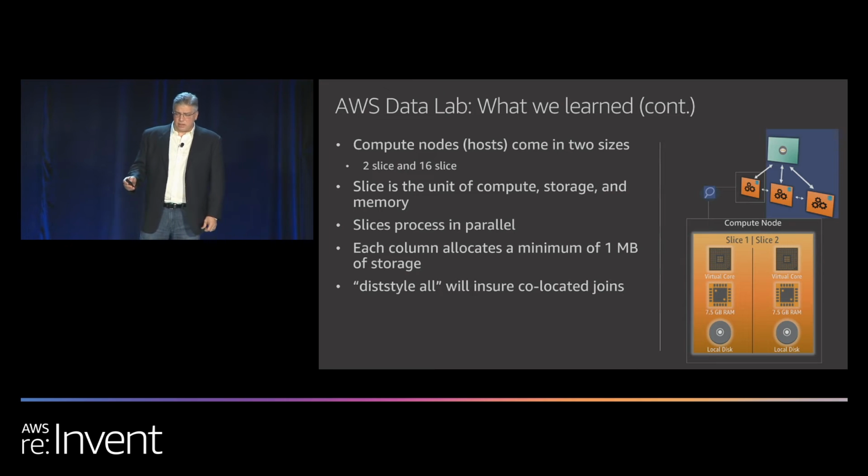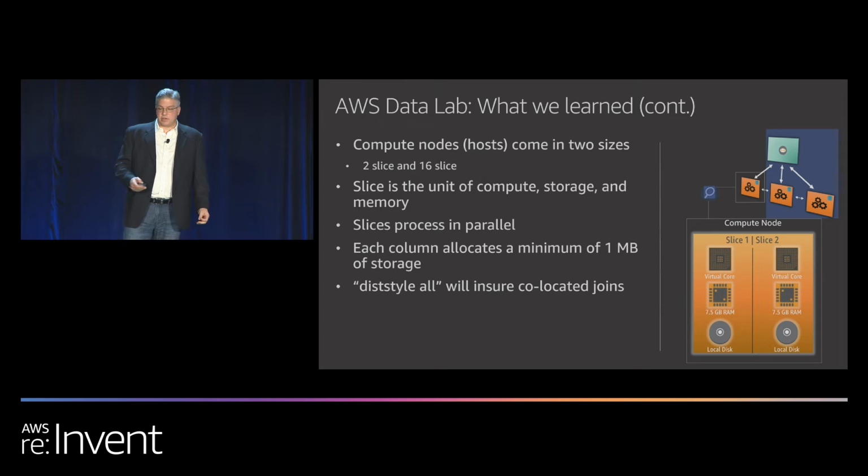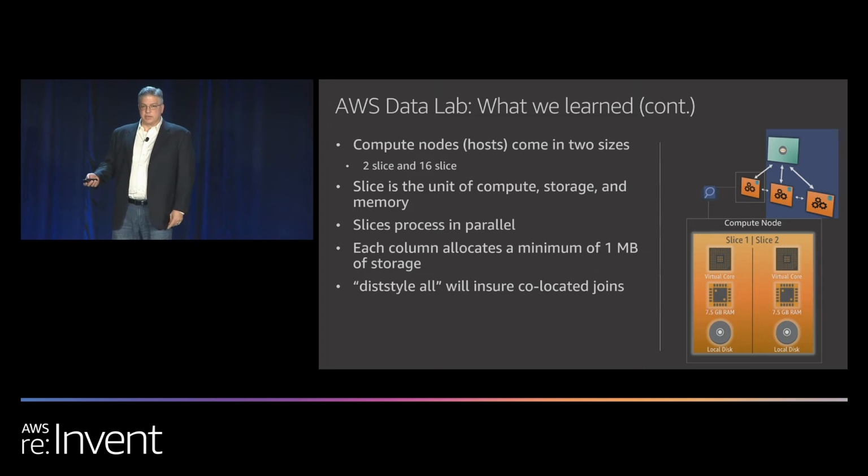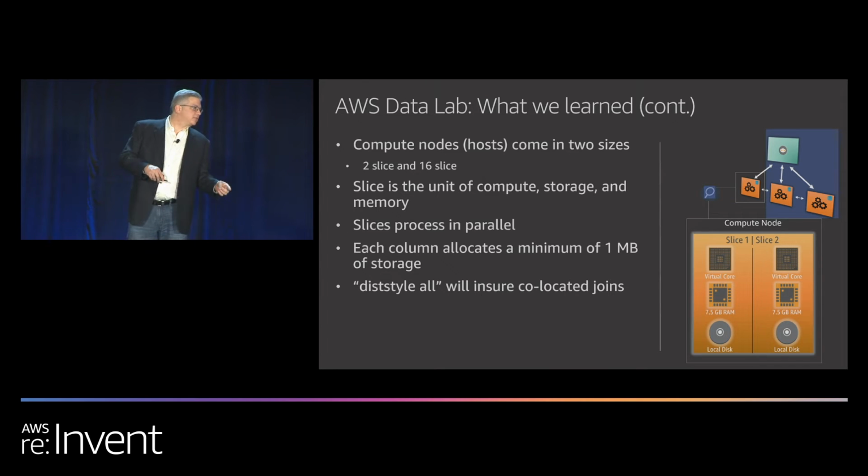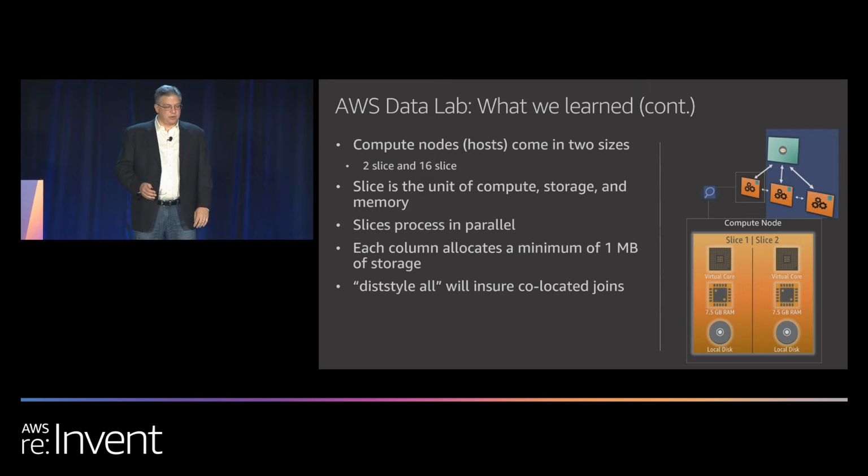So just to set a baseline, Redshift is constructed with a leader node and with several compute nodes. Those compute nodes come in 2 sizes, 2 slice or 16 slice. A couple of flavors, dense storage or dense compute, but it's generally 2 slice or 16 slice. This was before yesterday's announcements. We actually did this Data Lab back in the January, February timeframe, so all of yesterday's cool announcements weren't there for us.